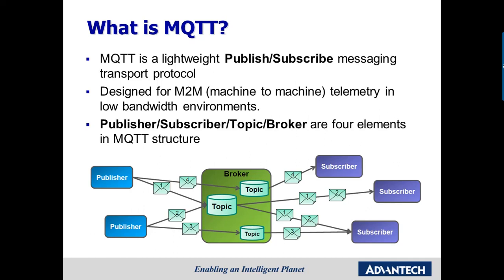There are four important elements in MQTT, as in the diagram below. You can see the message flow is related to publisher, subscriber, topic, and broker. A publisher will publish data to the topic on the broker, and if there is a subscriber subscribed to the same topic, the broker will help to publish the data to this subscriber.